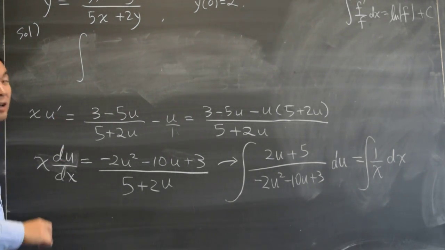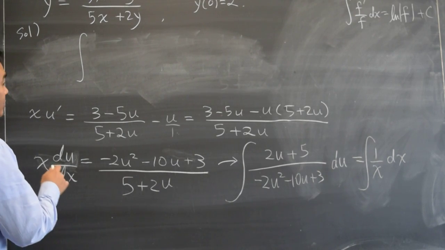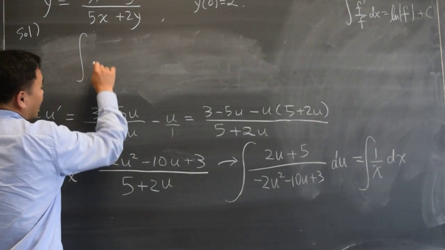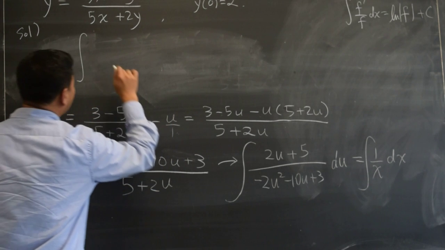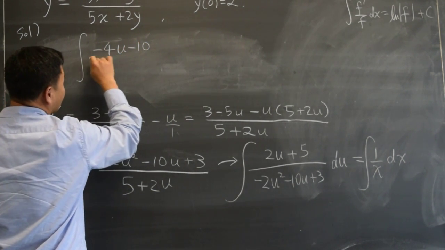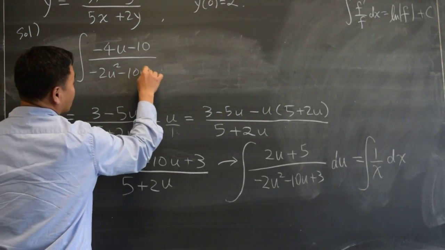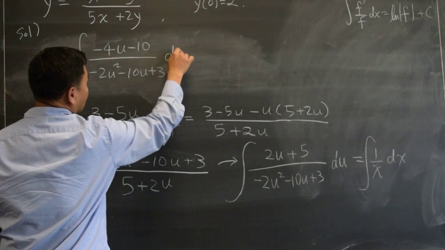Either multiply by negative 1/2 or divide by negative 2. It's the same thing, right? So here's what I want to do. I want to multiply negative 2 to the top so that I get negative 4u minus 10 over negative 2u squared minus 10u plus 3 du.